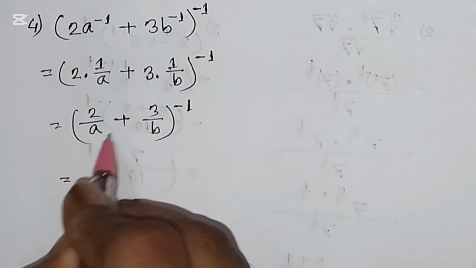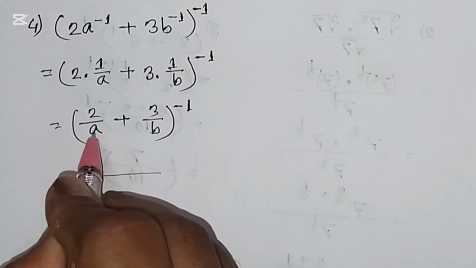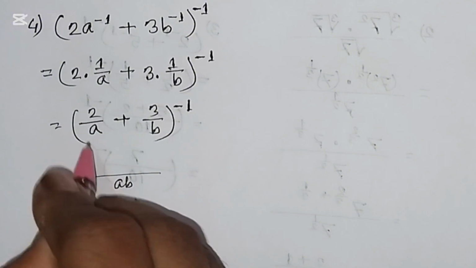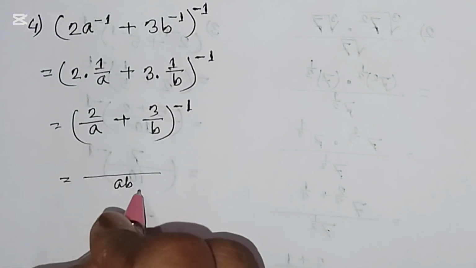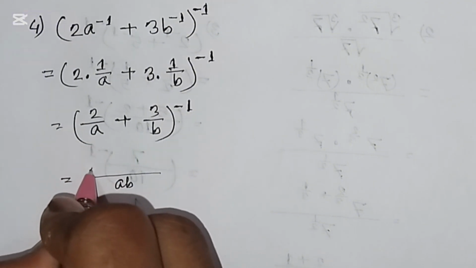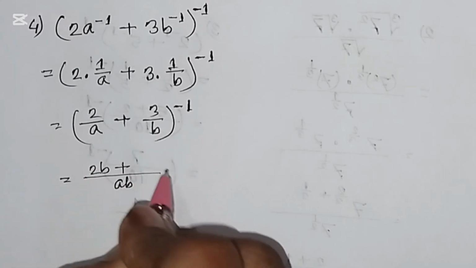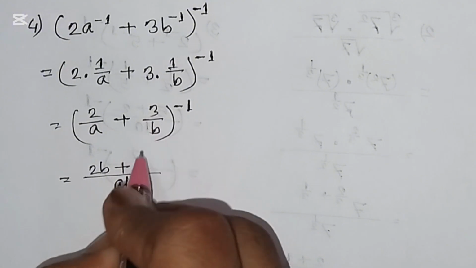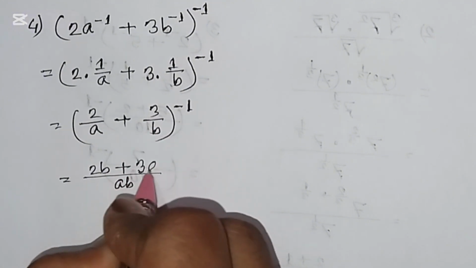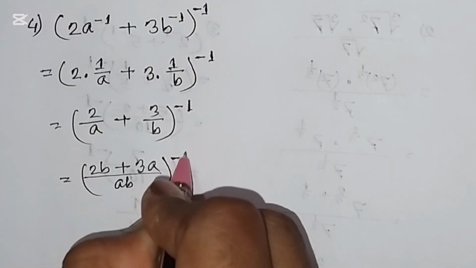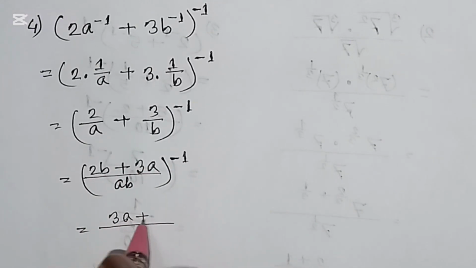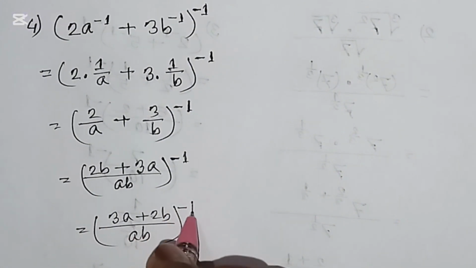Here we will apply addition rules. The LCM value of a and b equals ab. ab divided by a equals b. b multiply with 2 equals 2b, plus ab divided by b equals a. a multiply with 3 equals 3a, then whole inverse 1. 2b plus 3a is written as 3a plus 2b divided by ab, then whole inverse 1.